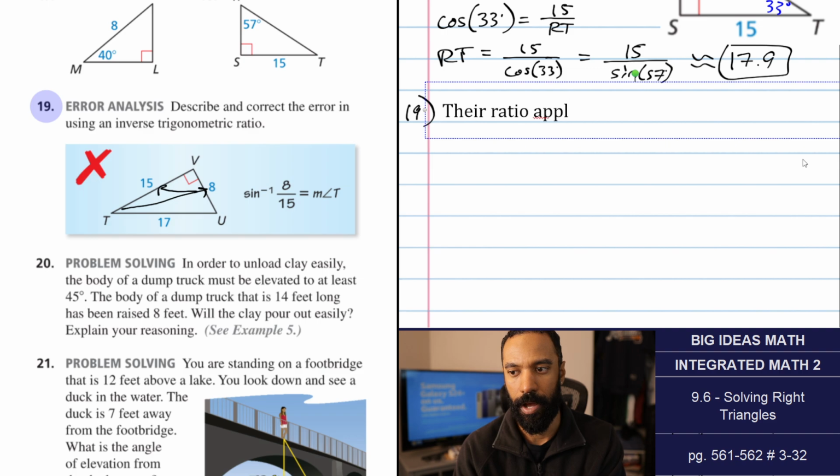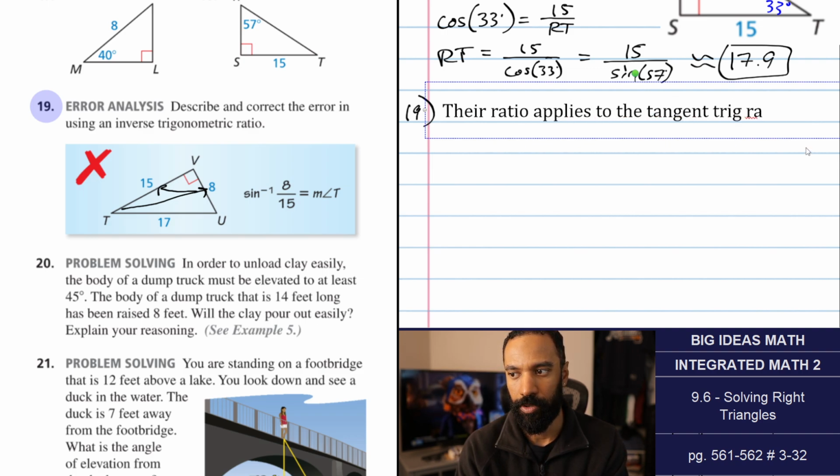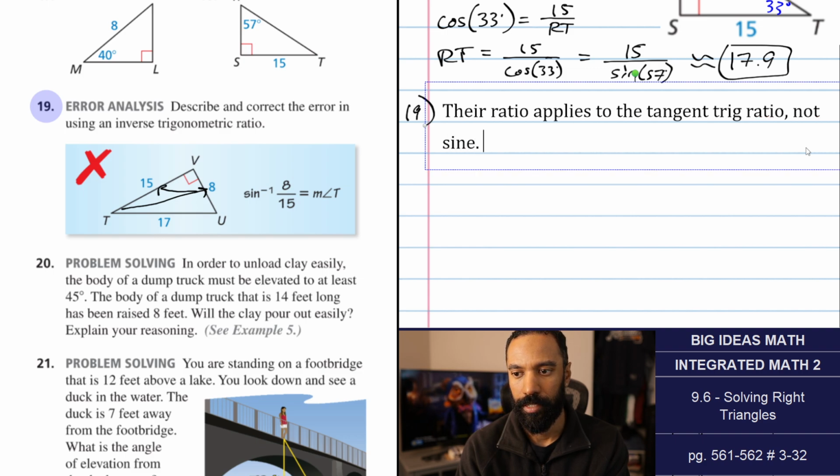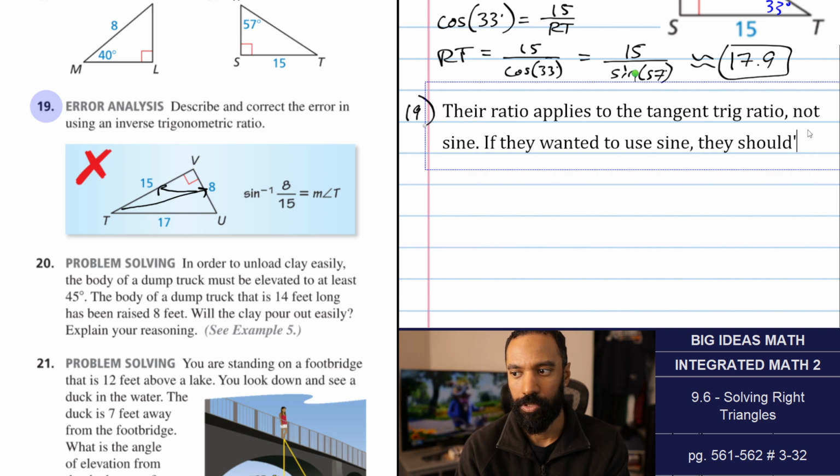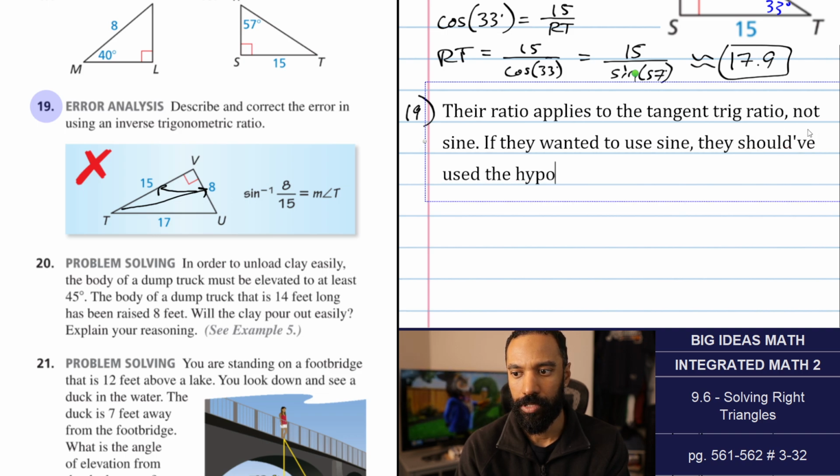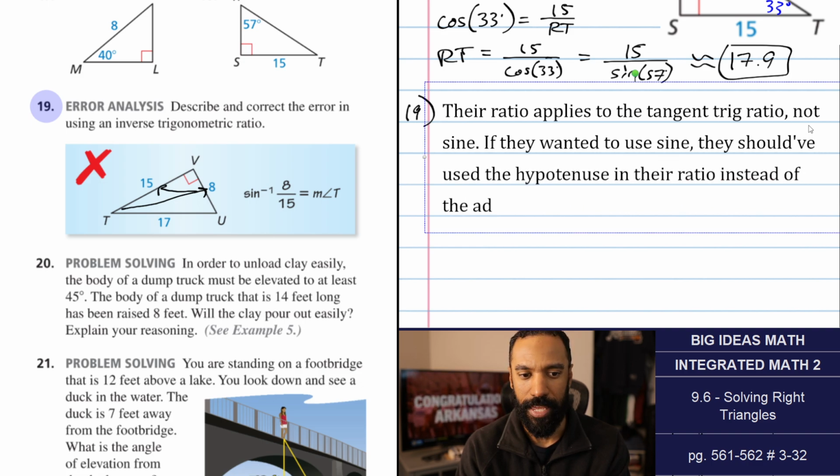Their ratio applies to the tangent trig ratio, not sine. If they wanted to use sine, they should have used the hypotenuse in their ratio instead of the adjacent leg.